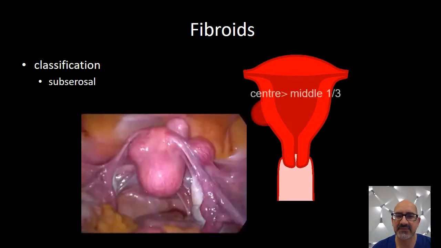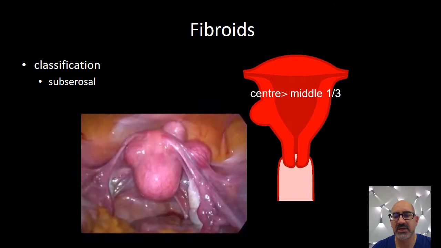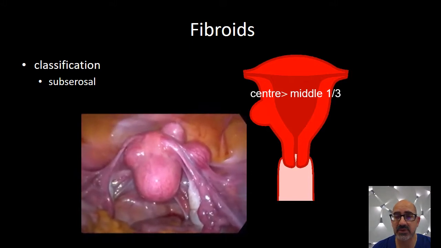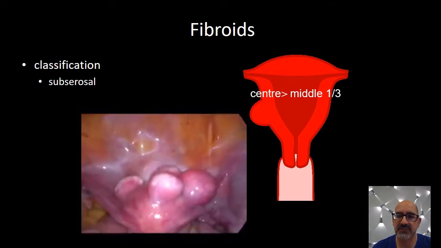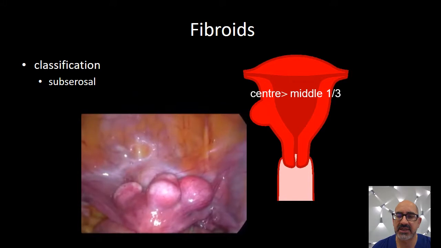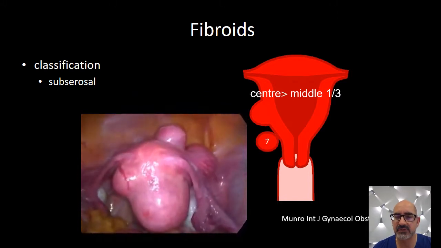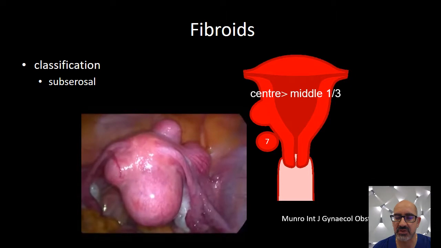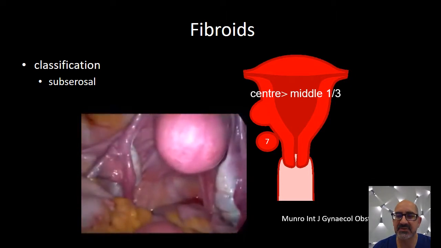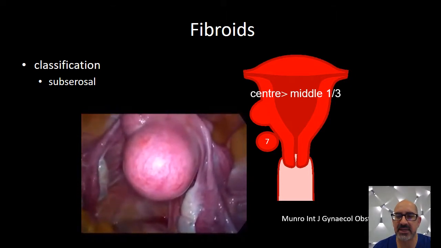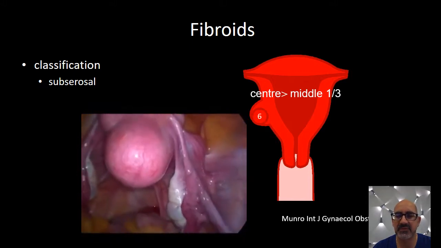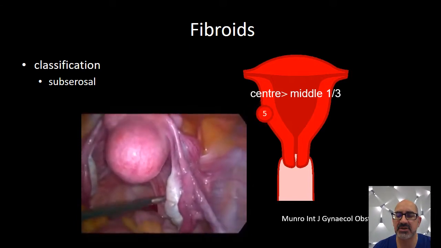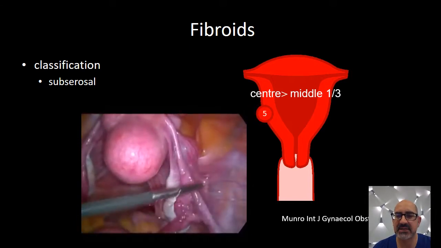The FIGO classification, in fact, goes from 0 to 8, though we're going to be talking from 0 to 7 over here. A subserosal fibroid is when the center of the fibroid is outside of the middle third of the myometrium. A pedunculated subserosal fibroid is a type 7 fibroid. A type 6 is where most of the fibroid, more than 50%, is outside of the myometrium. More than 50% inside of the myometrium is a type 5.